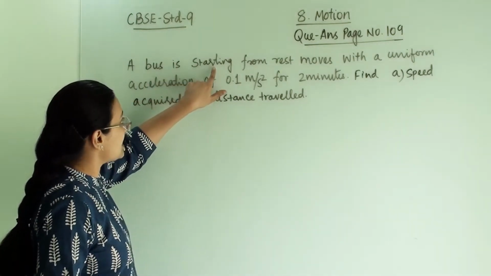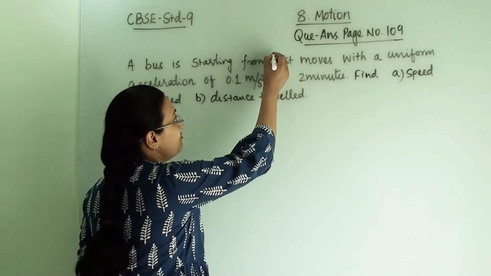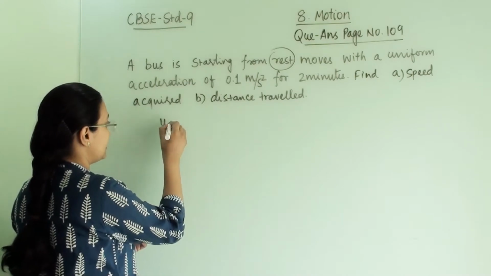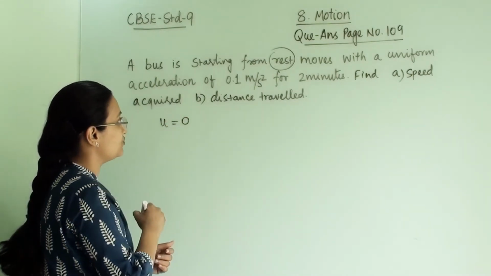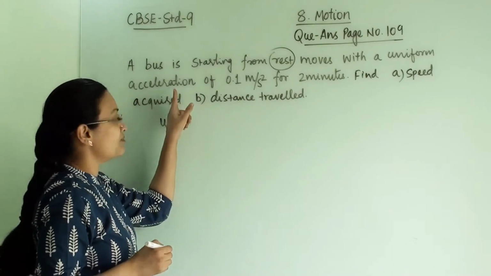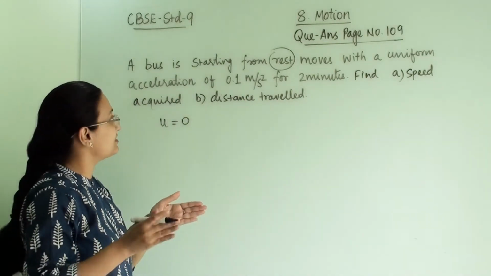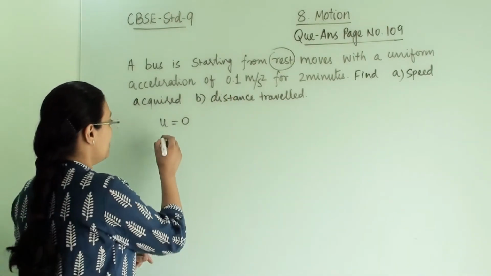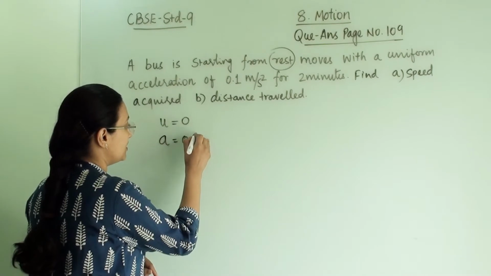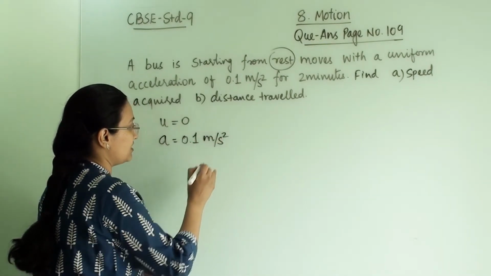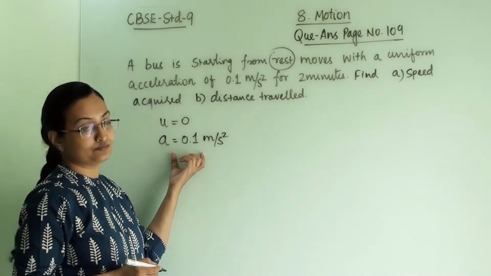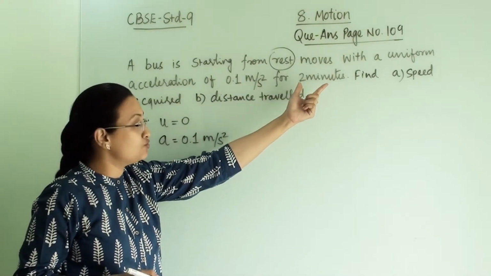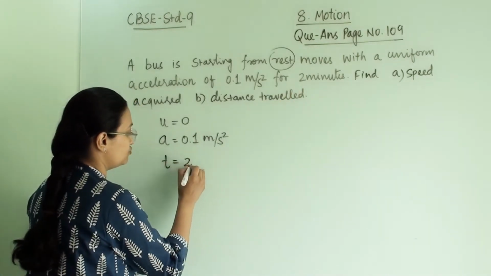The bus is starting from rest. Starting from rest suggests that its initial velocity is 0. So we know that initial velocity is u, and that is 0. Now, it moves with a uniform acceleration of 0.1 meter per second square. So its acceleration is 0.1 meter per second square. Now, to acquire this acceleration, what time period has it covered? 2 minutes. So time is 2 minutes.